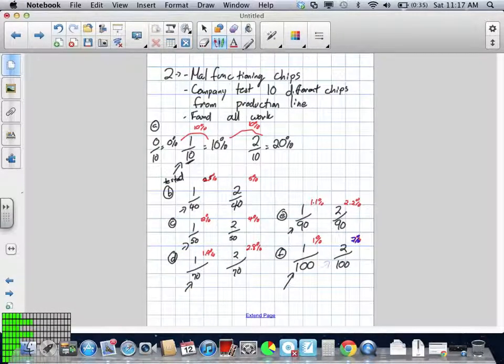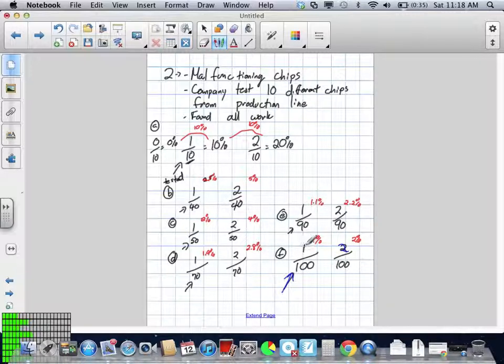Now, we wouldn't have been able to find that if we only tested 10 chips, because it seems to move up by 10% at a time, right? Yeah. If we tested 50 chips, we might have found 1 in 50 chips. If, like I said, 2 of them malfunction, we would have found 1 in 50 chips not to work. But 100's a great number.